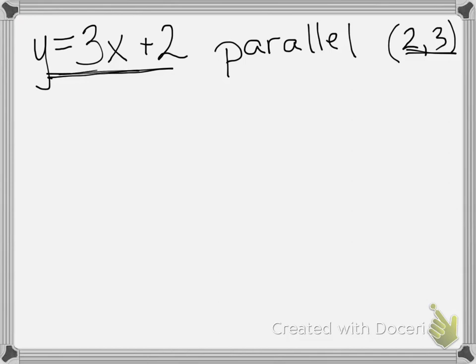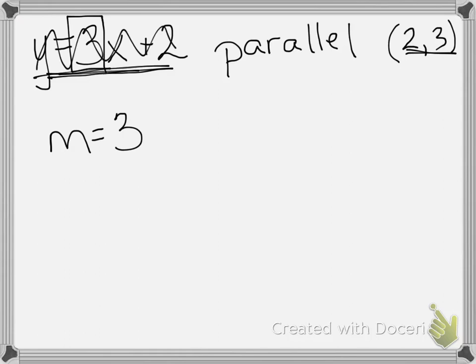So the only thing that I need from this is the slope, because since my lines are parallel, I know that they have equal slopes. So I know the slope of my new line is also going to be 3. So now I'm done with that. I'm just going to cross it out so I don't confuse myself. And I know that it passes through the point 2, 3. So I have a point and I have a slope.